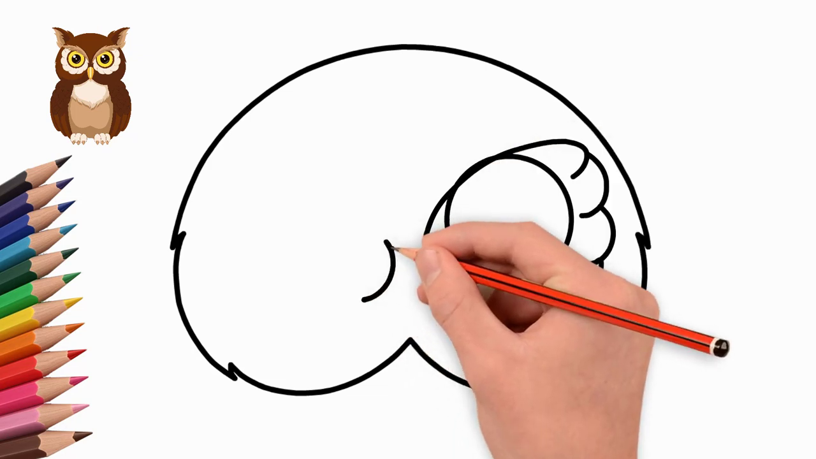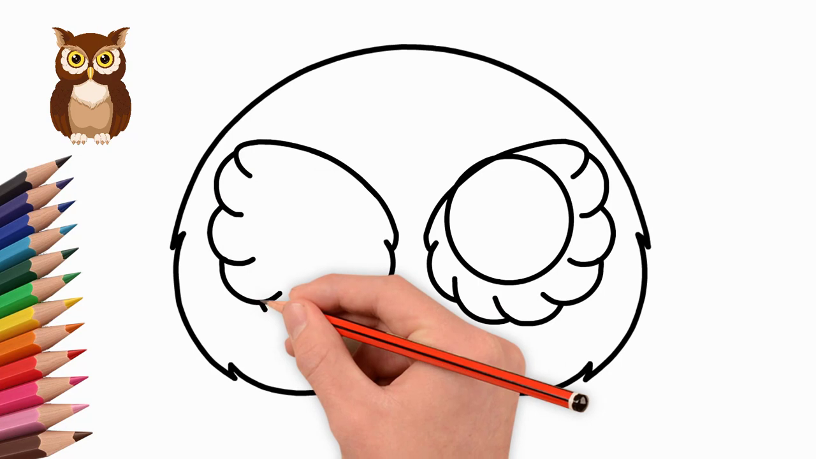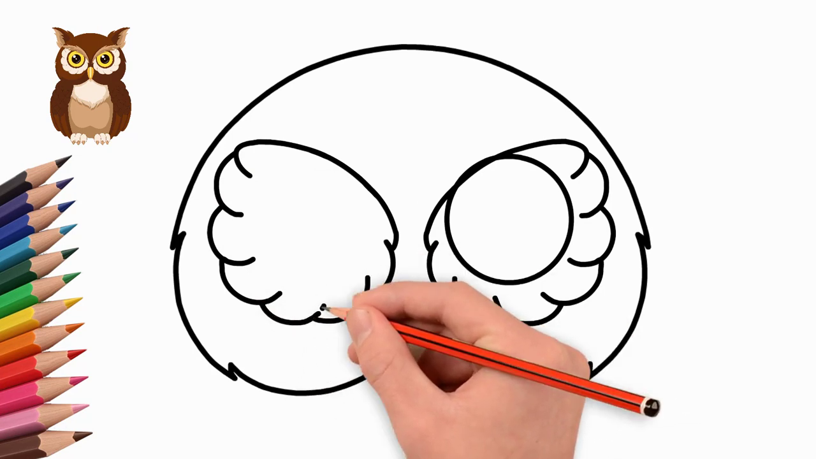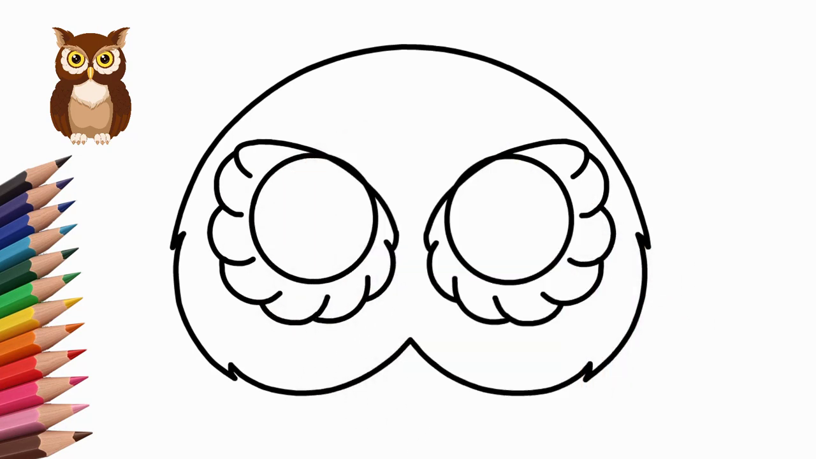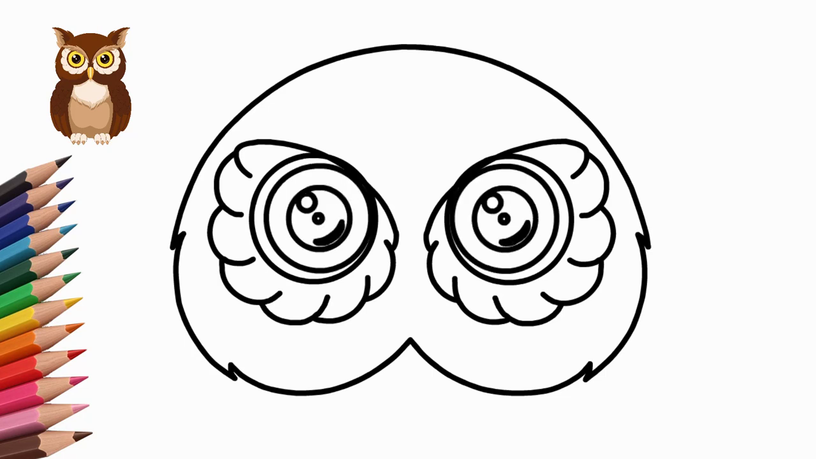Let's draw a circle. The two circles which will be the eyes of an owl. In the middle of each circle we draw four more circles. They come in different sizes. This is the pupil of the eye. And the light is reflected in the eyes of an owl. We will draw all this. Repeat the same pattern in the second eye.